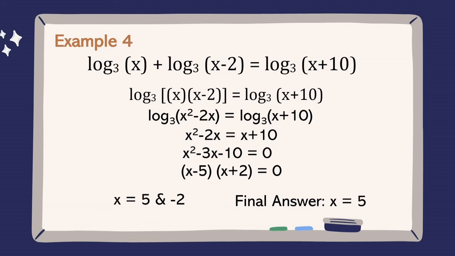Set each factor equal to 0, then solve for x. So our x is 5 and negative 2. But when we substitute these values into our original equation, only 5 will give us a positive argument. So therefore, 5 is our final answer.